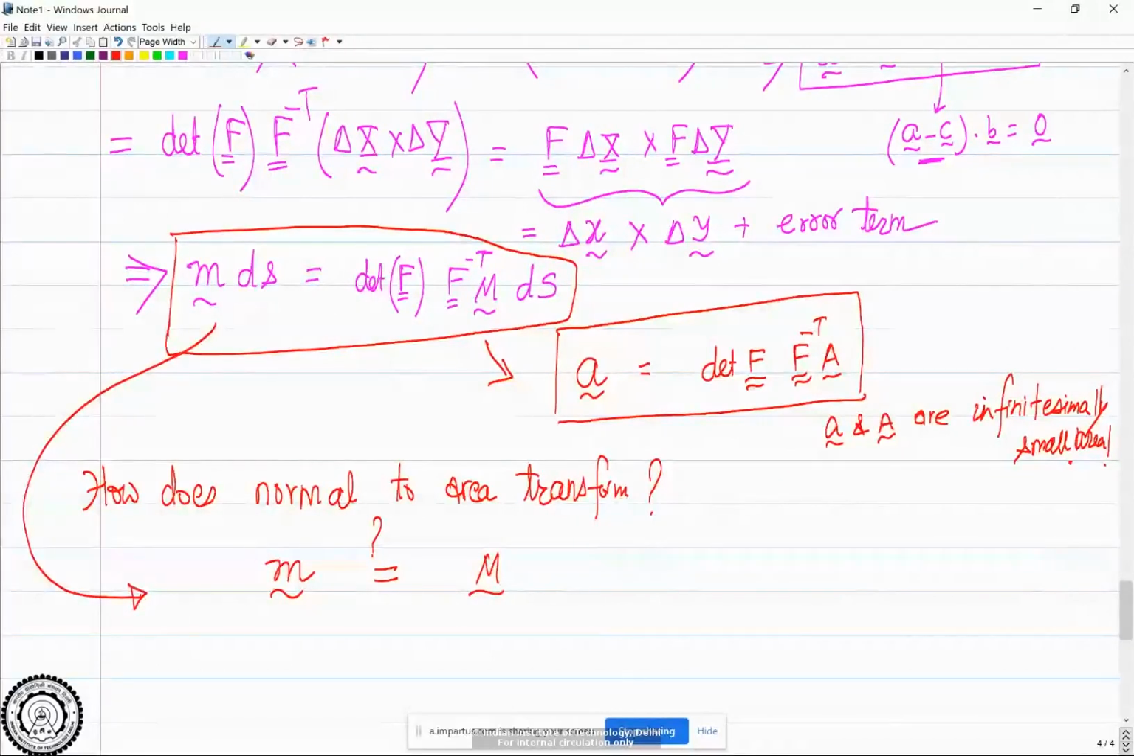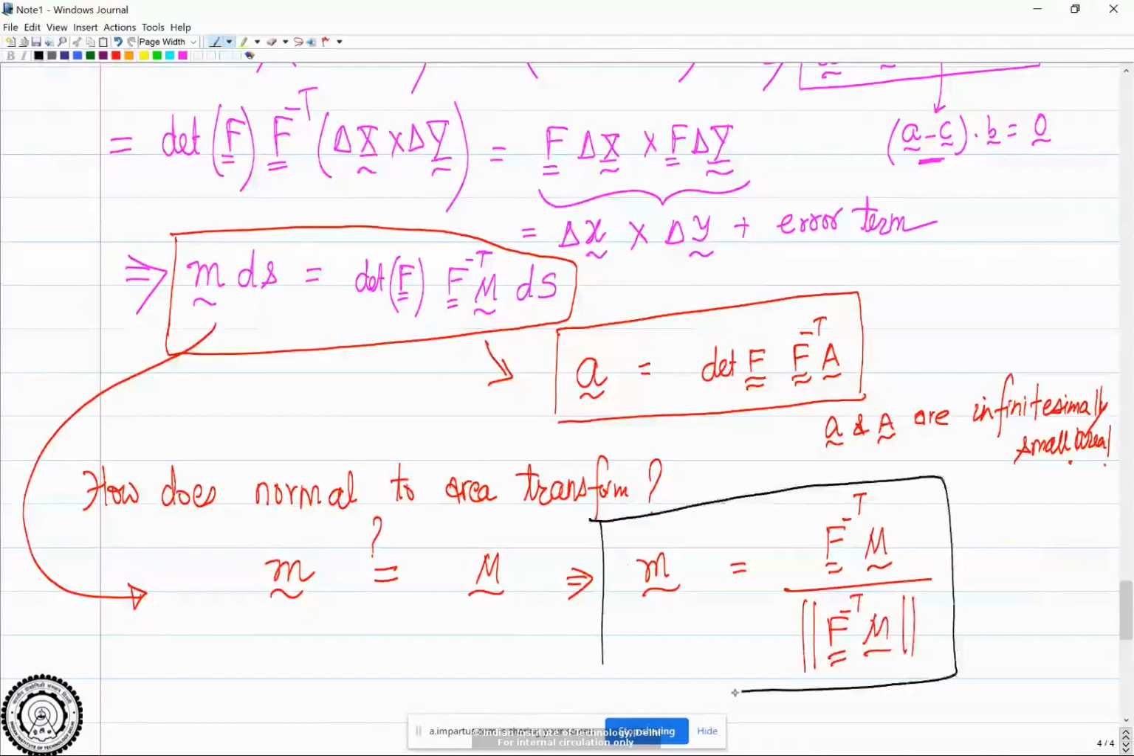So small m is a unit vector, big M is also a unit vector because they are the normals. So this simply implies that small m is equal to det F. Well, we don't also need that. Simply F inverse transpose into big M divided by magnitude of F inverse transpose into big M. Okay, this is how the normals to area transform.